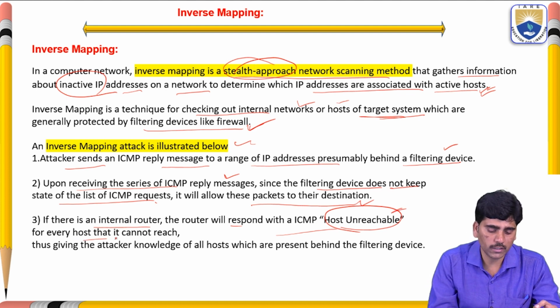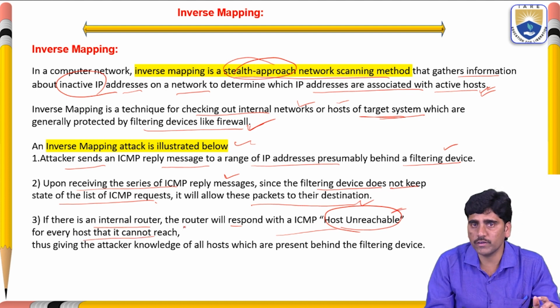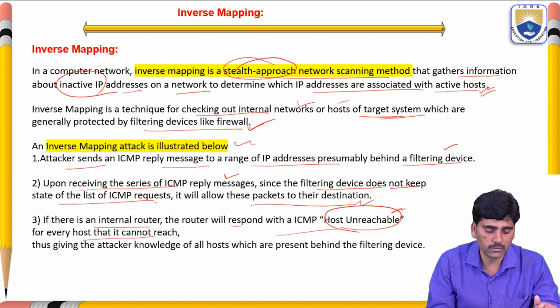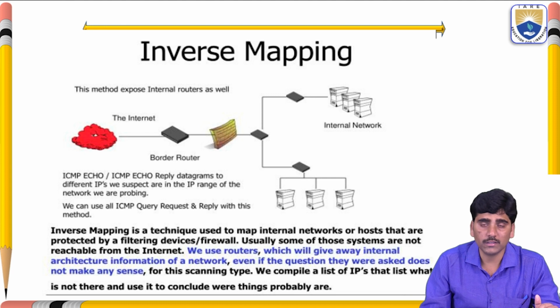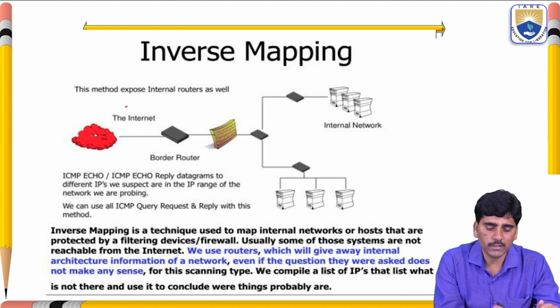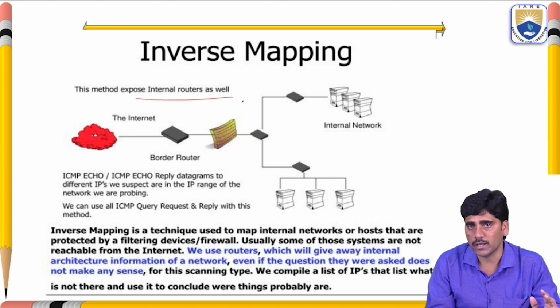For every host that it cannot reach, thus giving the attacker knowledge of all hosts which are present behind the filtering device. So by doing this, with all these messages, the inverse mapping has a certain issue. This method exposes internal routers as well.